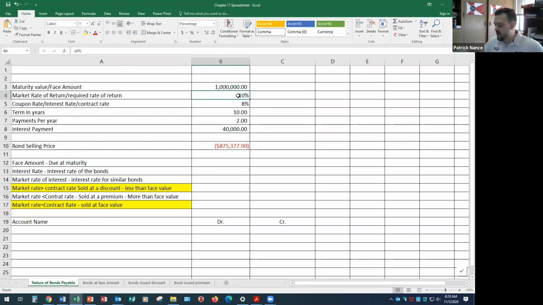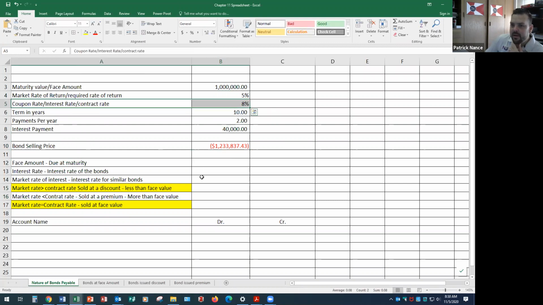Now the final one, if my market rate is less than my contract rate, it is going to be sold at a premium, meaning more than $1 million. So basically, same situation. If there's a whole bunch of bonds being sold on the market and I'm trying to sell my bond, everybody else is selling and they're only paying 5% interest and I'm offering to pay 8%. People want my bond, and people want it so bad that I can charge more for it. I don't have to charge just $1 million. I can charge more than $1 million because of the fact that I am paying a better interest rate than what the rest of the market is paying. People are willing to pay more for my bond.